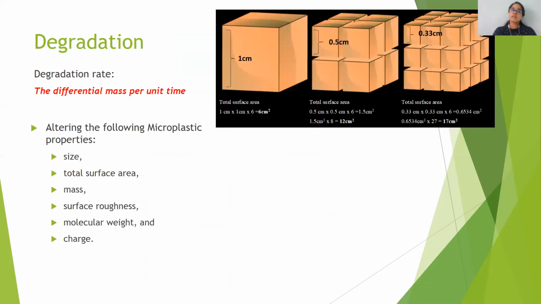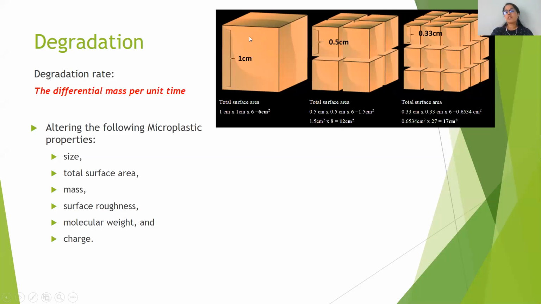So we looked at degradation further, and studies have shown that the degradation rate is the differential mass per unit time. So that's how they determine degradation rate. Degradation, so what does it do to the plastic? It alters the size, the total surface area, the mass, the surface roughness, the molecular weight, and the charge of that plastic. So the diagram just shows an example of total surface area.